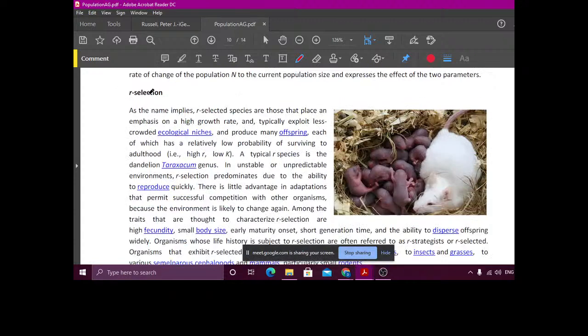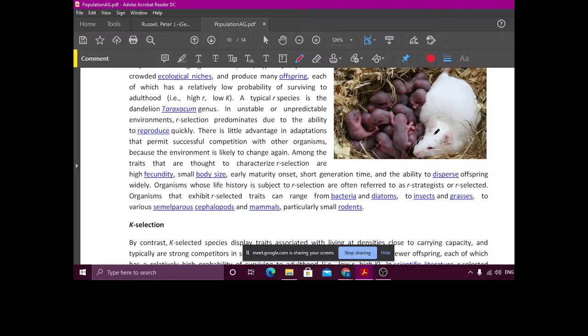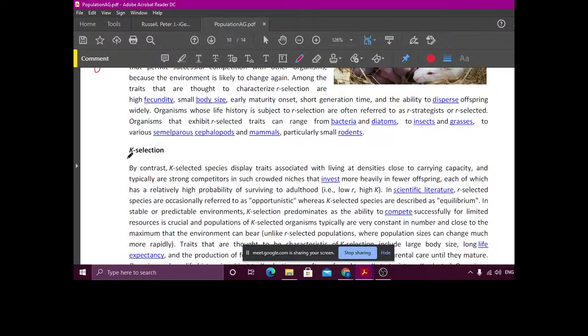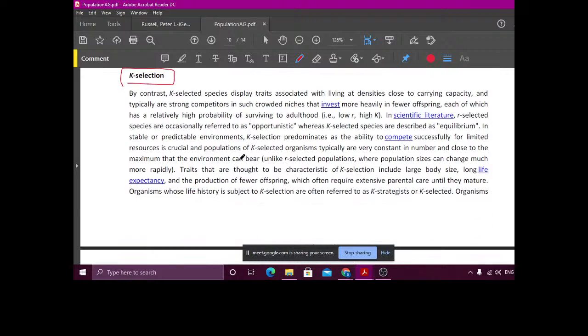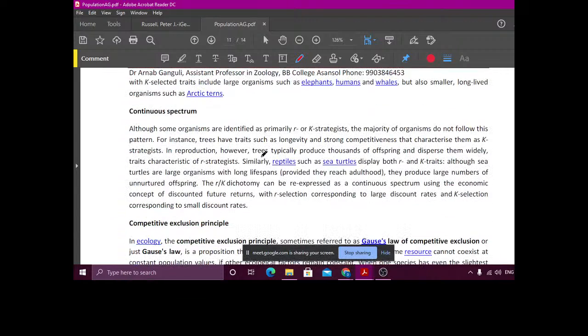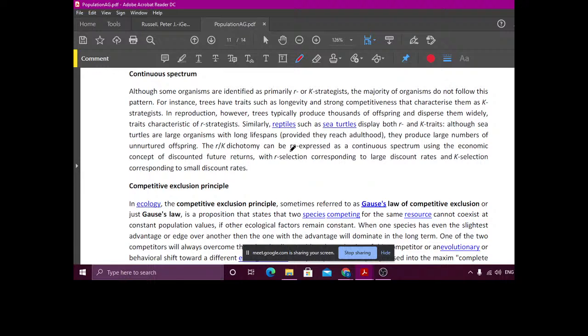Then you have one known as the R selection. Like rats, they have lots of pups, but only one or two of them will survive, the rest will die. This type of survival is known as R selection, which organisms with smaller bodies tend to have. Dogs also have R selection, cats also have R selection, but in the case of humans it is K selection. It is known as K selection.